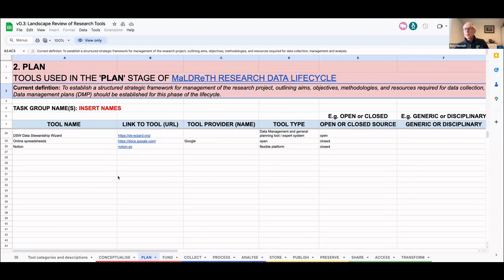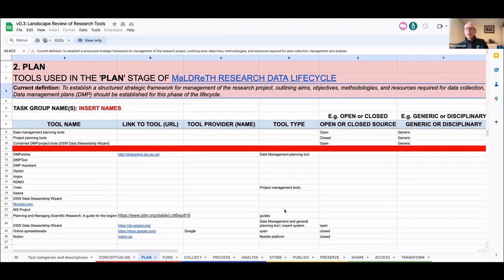You can see at the bottom all the different tabs. We did this for all of the different categories, and when we got this done, it was a bit of a mess. In some cases there were a lot of tools listed, I think 45 was the most. In other cases, there was actually a paucity of tools. There weren't that many tools that the groups could think of which fit into the categories. But that's okay.